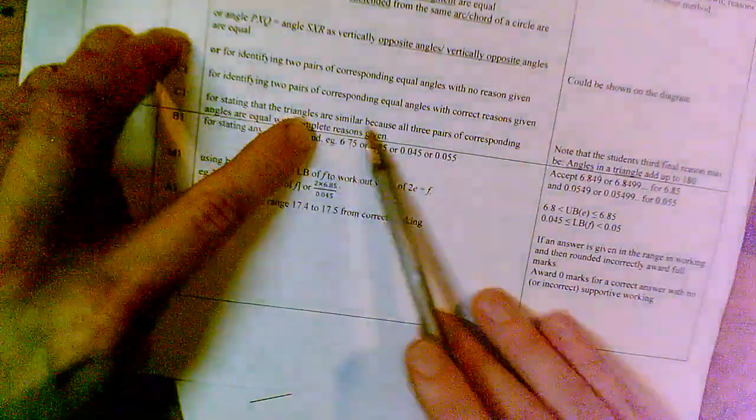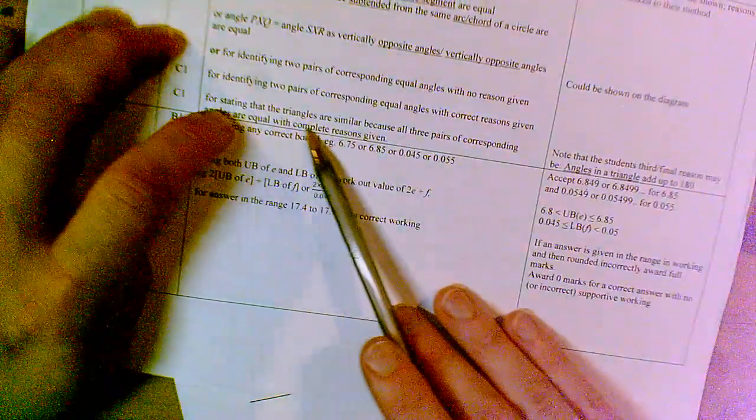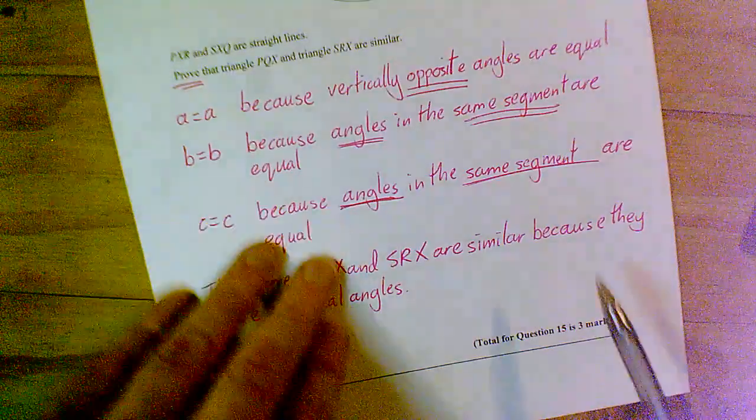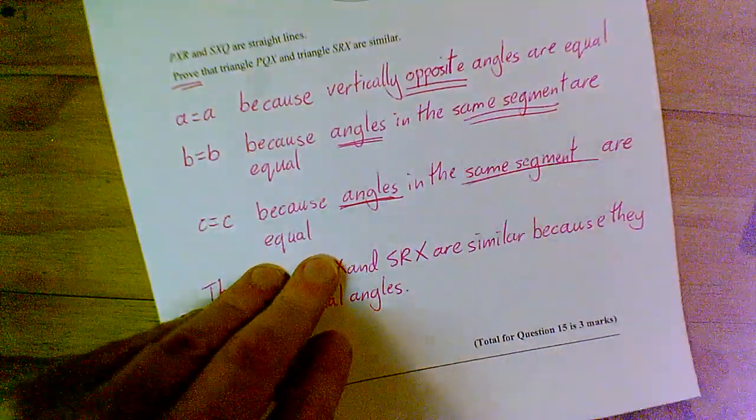Let's just have a look what it says in here about that. Stating that triangles are similar because all 3 pairs of corresponding angles are equal with complete reasons given. Oh, brilliant, yeah, got my mark. Okay, right, enough on that. I'm going to take a quick break.